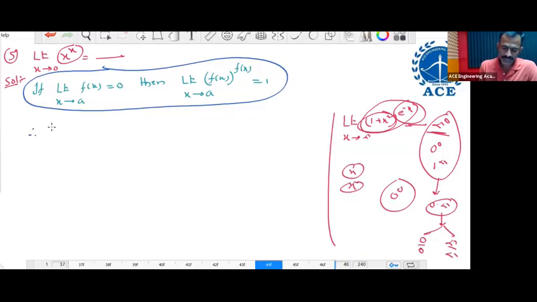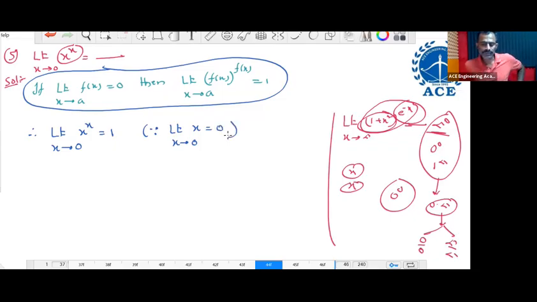Therefore, limit x tends to 0 of x power x equal to 1, since limit x tends to 0 of f of x, here f of x is x, equal to 0. Directly we can write this value. So if a function is in the form of function power function, and the base function and power function are the same, and this condition is satisfied, then we can write the value as 1 directly only. Right?